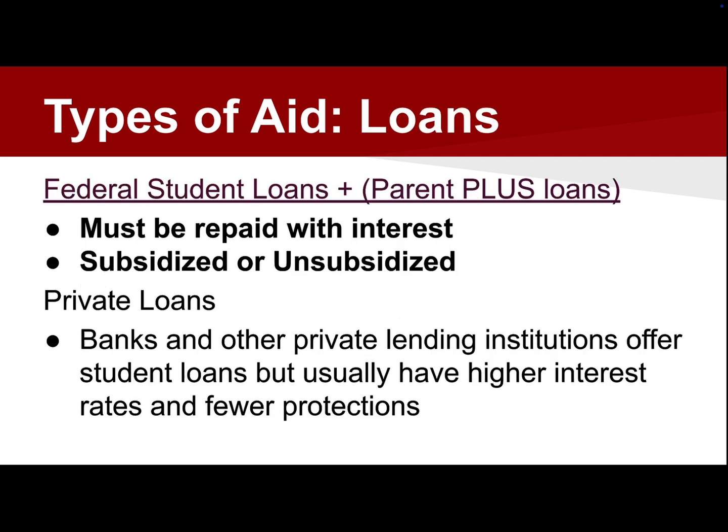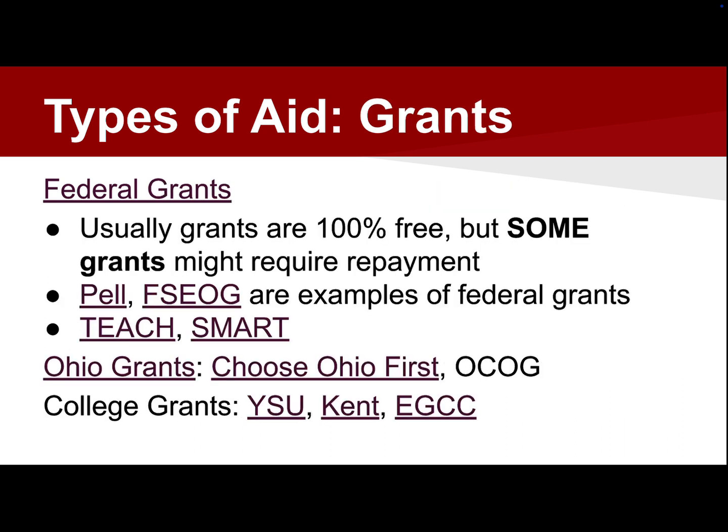So federal student loans must be repaid with interest, and there are 2 types. There are subsidized loans and unsubsidized loans. We'll get to that in a minute. There are also private loans. These are loans that you would take out. They're not federally backed. They're not federal loans at all. Banks and other private lending institutions offer student loans, but usually have higher interest rates and fewer protections. So federal grants are usually 100% free, but some grants might require repayment. It just depends. But for the most part, grants are free aid.